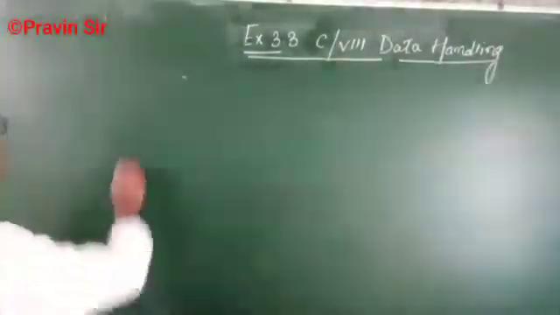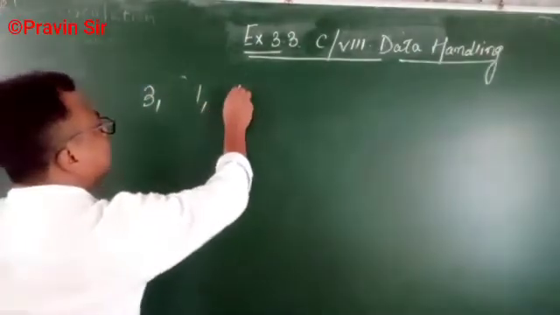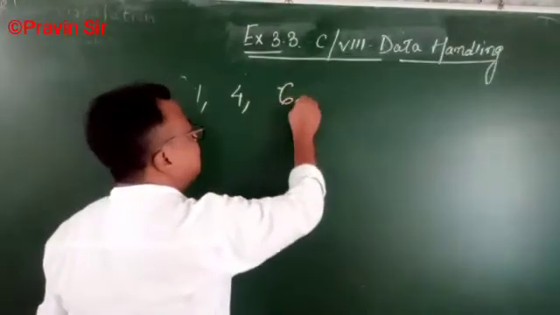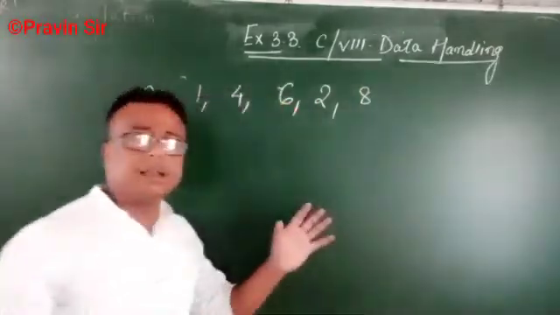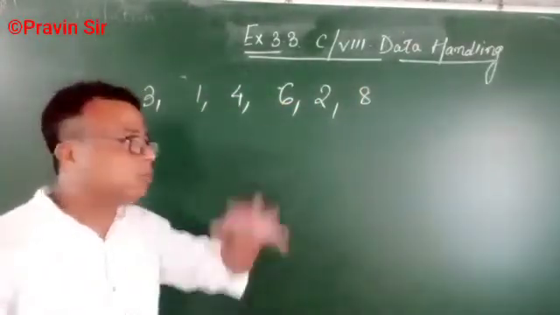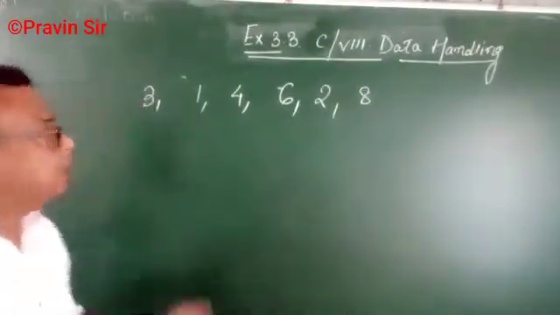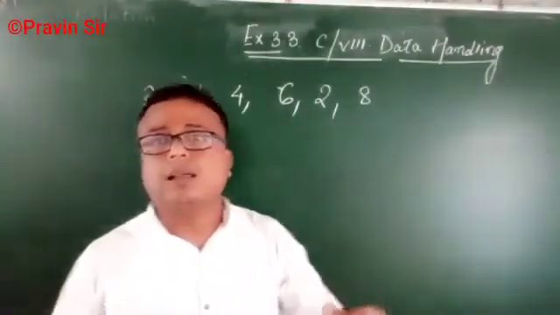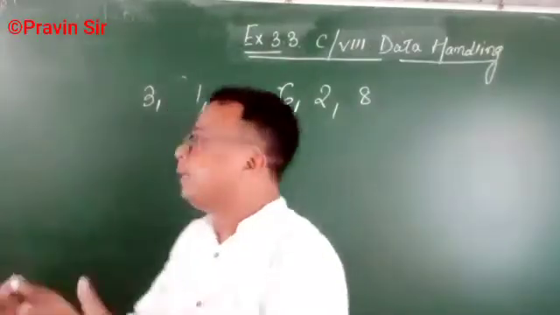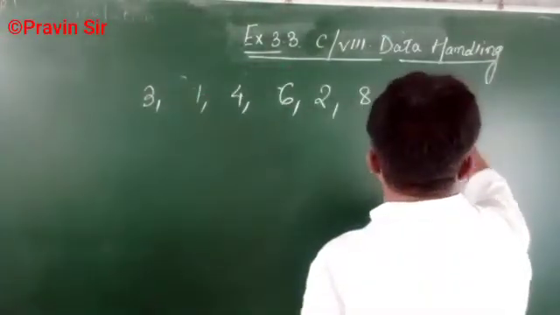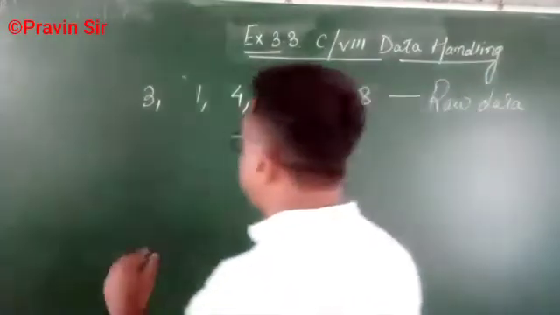These are the ages of some children: 3 years, 1 year, 4 years, 6 years, 2 years, 8 years. These are some data I have collected randomly from a particular place about the ages of the children. Now this data is in a random manner, not organized. So that data is called raw data. This type of data is called raw data.